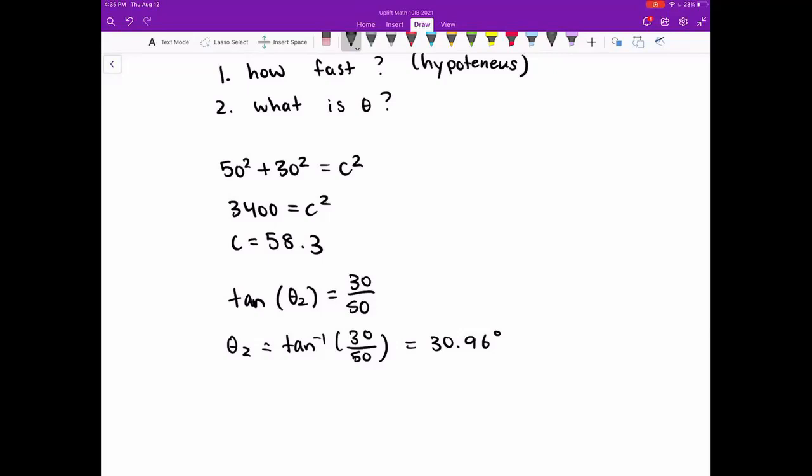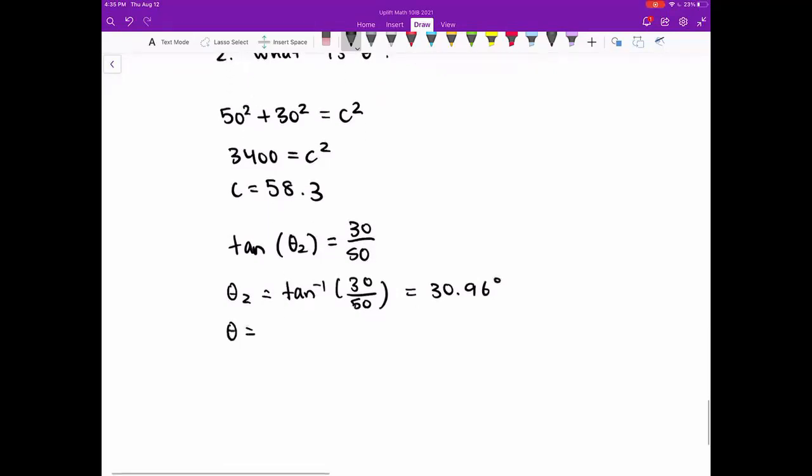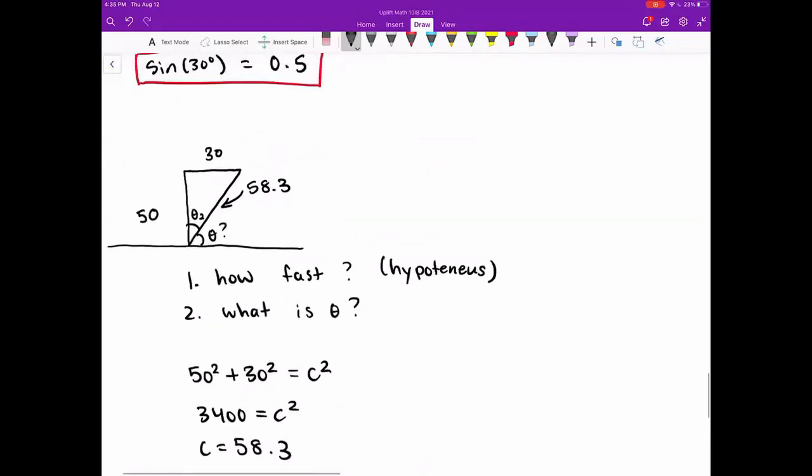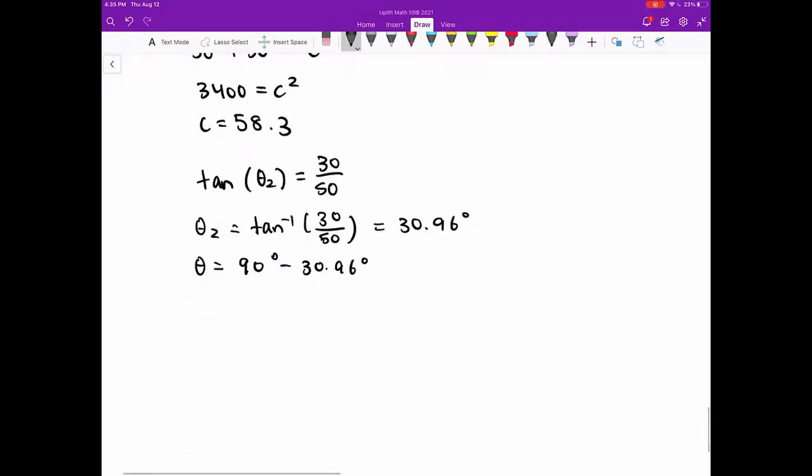And now what we can do is subtract that from 90 degrees and we get the real theta, which should be around 59.0. The reason we're subtracting from 90 is because this is a right triangle. So if we know one angle, we can know its complement by subtracting it from 90. David, what did we get again? I got roughly 59.04.